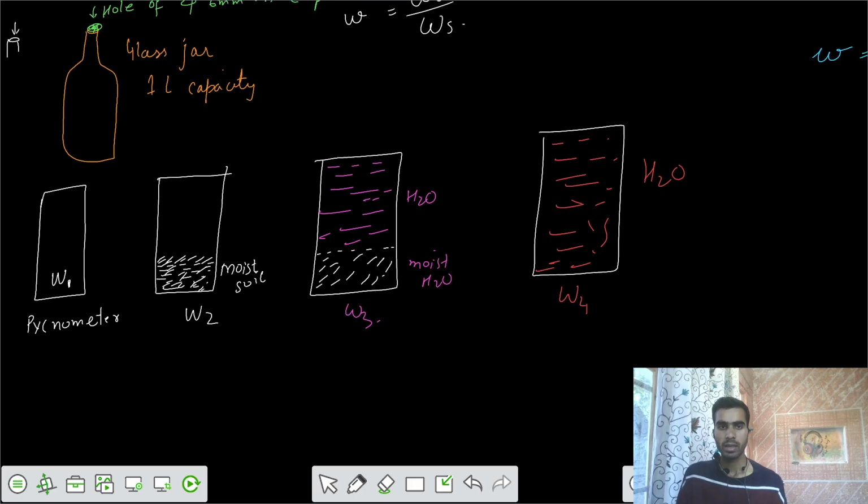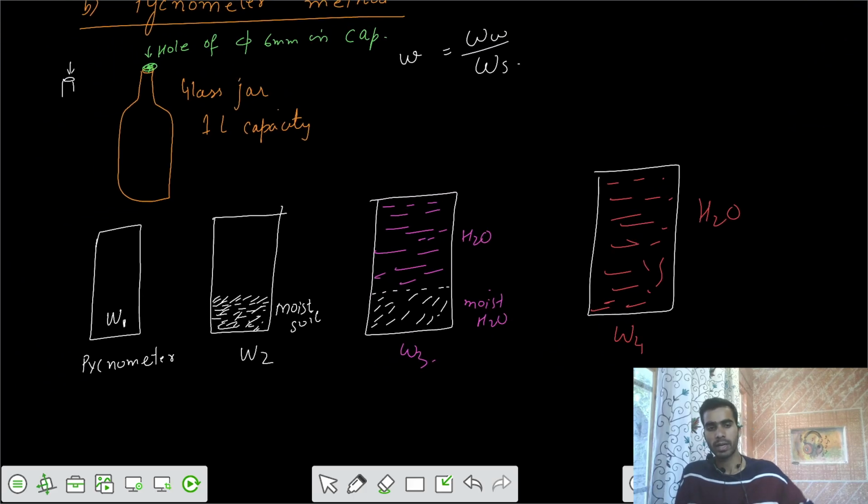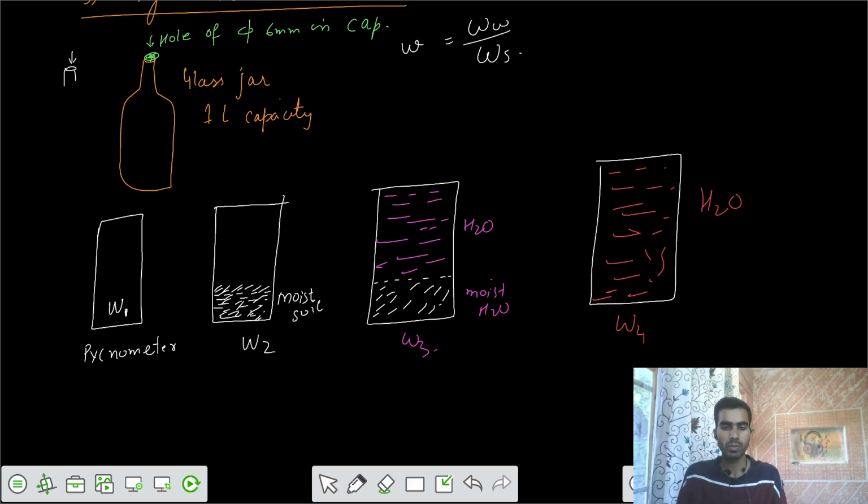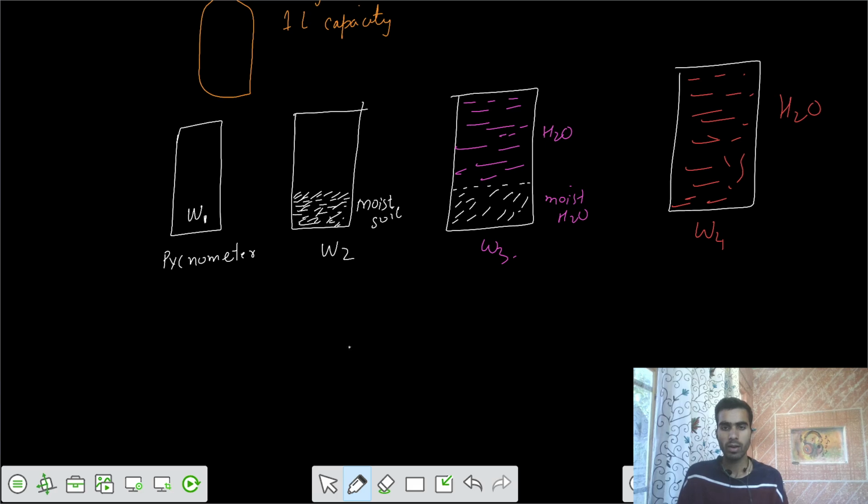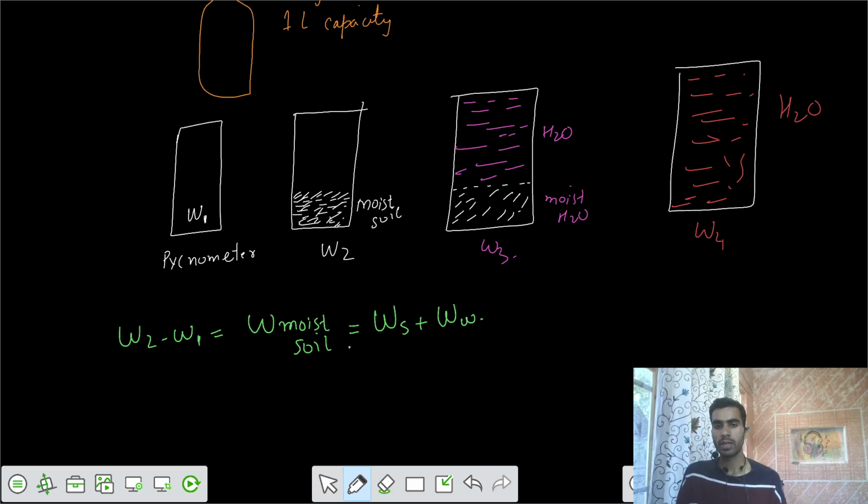If you talk about that, from reading 2 and reading 1, can you get any value? What is W2 minus W1? W2 minus W1 is the weight of moist soil. Can we say that? And that weight of moist soil is actually the weight of solids plus some weight of water. Can we say that?